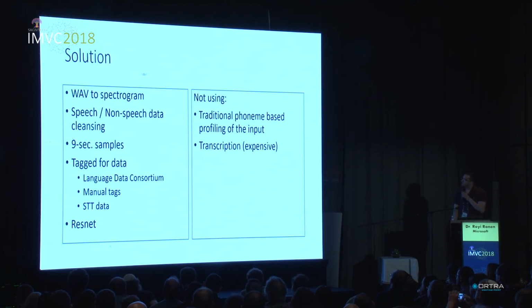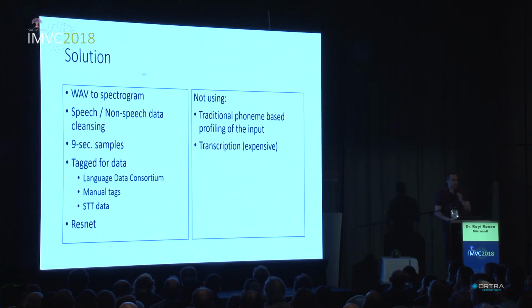The solution that we have chosen is not the traditional solution of trying to hear the phonemes and have a distribution on the phonemes. The reason is that this is just not accurate enough for our needs. It has a lot of noise, and the new wave of language identification is actually using deep learning, not very surprisingly. The solution that we have designed is taking a WAV file to a spectrogram.